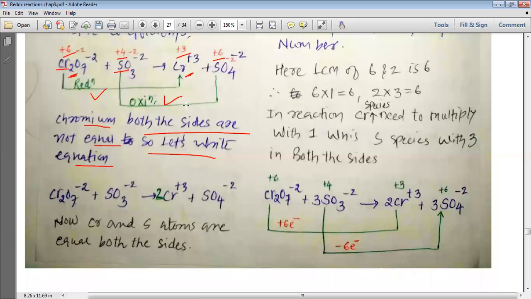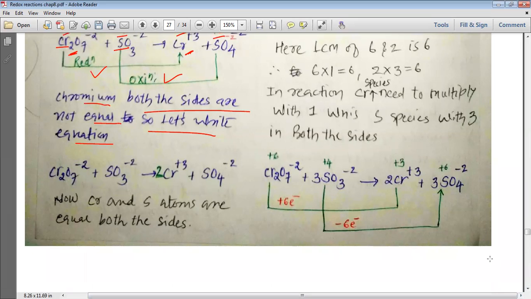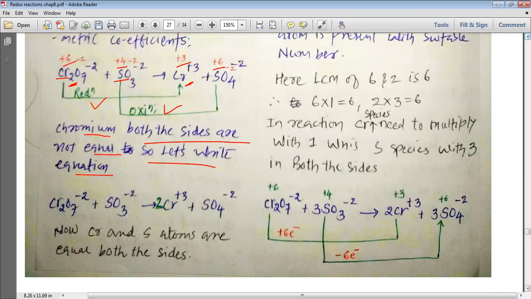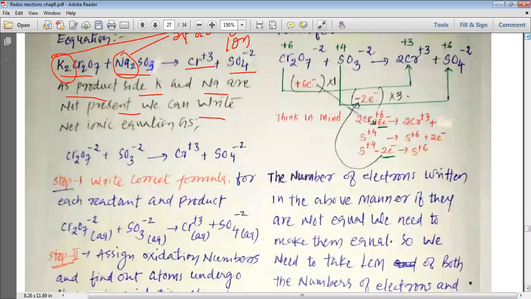To balance this chromium, we multiply this Cr3+ with 2, and finally we write the equation Cr2O7 2- plus SO3 2-, that gives 2 Cr3+ plus SO4 2-. Now both chromium and sulfur are balanced in the given equation, and that is why we can move forward and solve the other part of the equation. Let's move forward and understand.